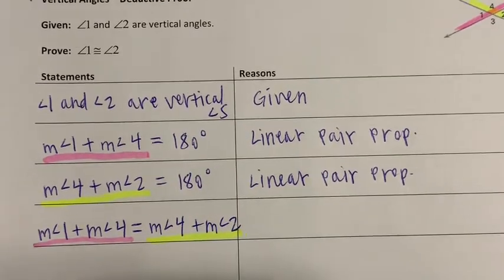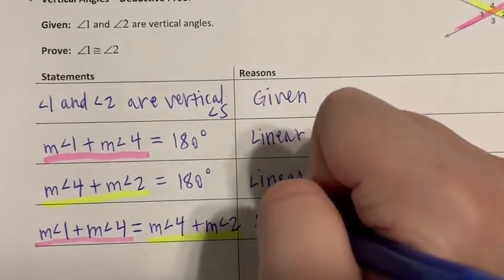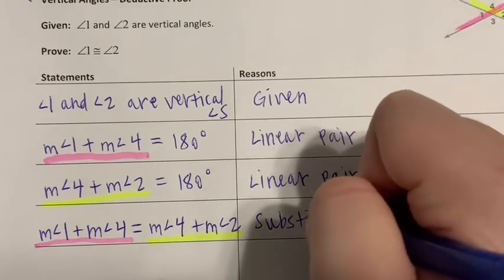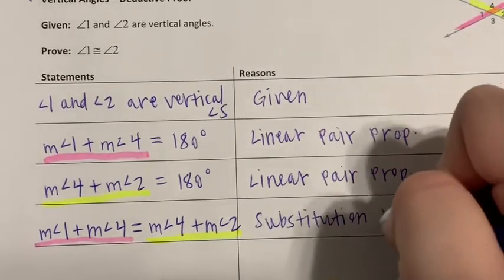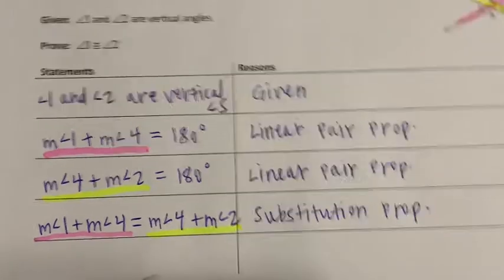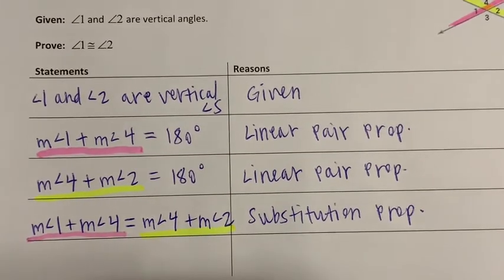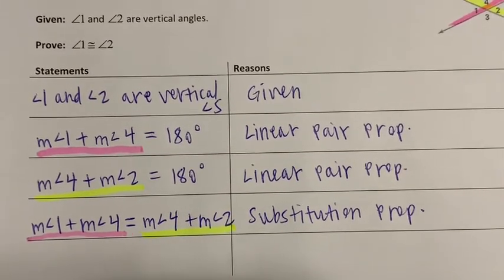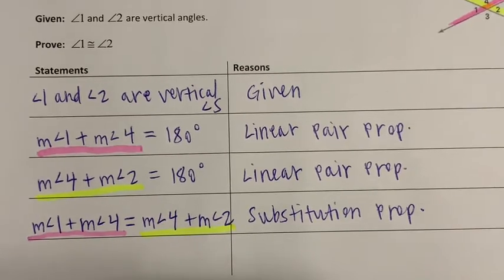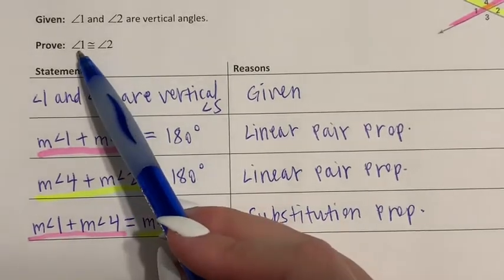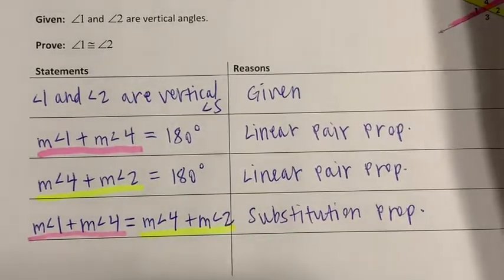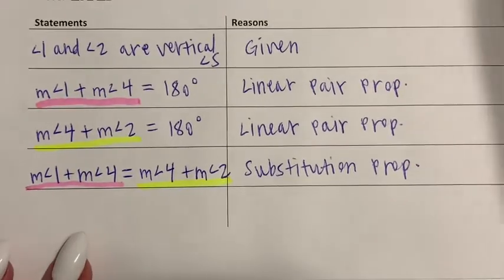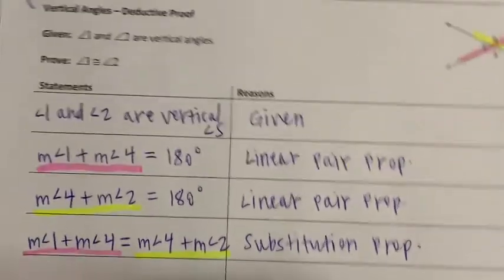And that is called the substitution property, which we use a lot in geometry. At the very end, I need to say something about angle 1 being congruent to angle 2, or that the measure of angle 1 is equal to the measure of angle 2.